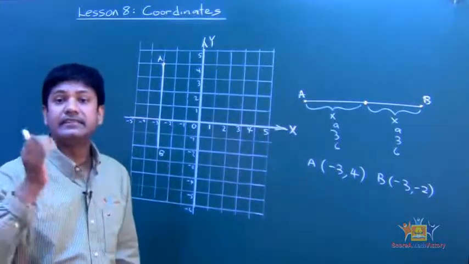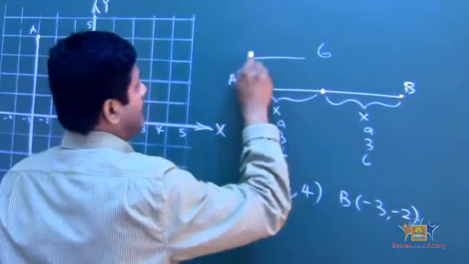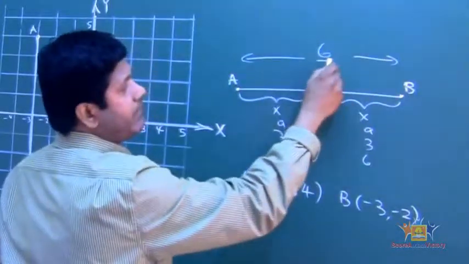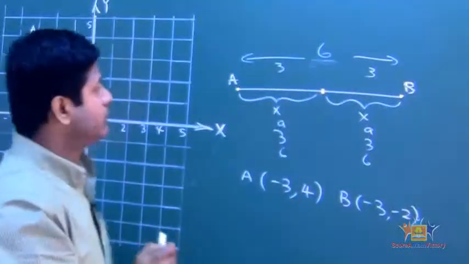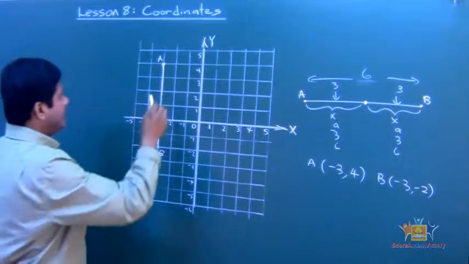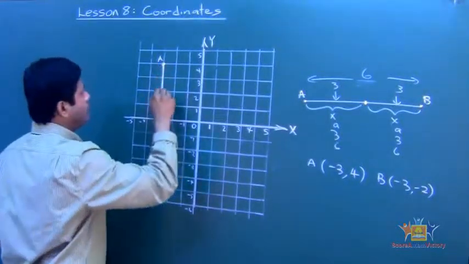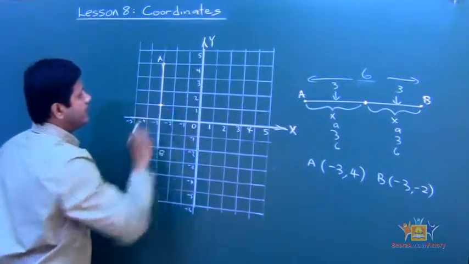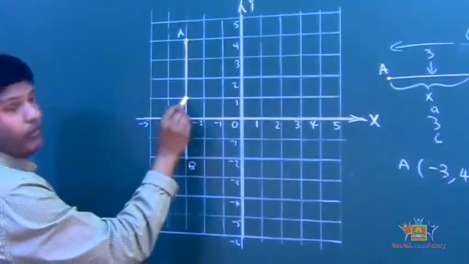Now to find the midpoint, what do I do? I take 6 divided by 2. See that? If this is 6 and I divide it by 2, it should give me 3 and 3. So this is 3 and this is 3. That's what I'm going to do. I divide the 6 by 2, which gives me 3. So that means 1, 2, 3. Right there. That's the center point, the midpoint. So that's the midpoint right there.